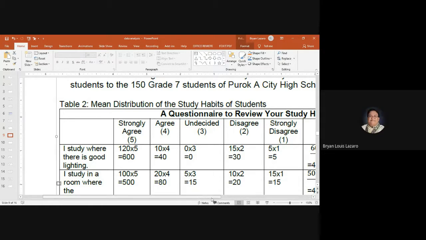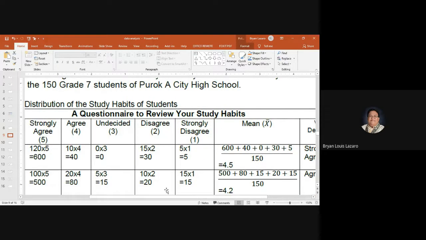Nakuha po. Okay. So same as others, no? So ganun yung gagawin nyo. So 120 times 5, 10 times 4, 0 times 3, 15 times 2, 5 times 1. Minumultiply yon. So yung mga yon ang i-add ninyo, yung product na yon. Kaya meron tayong 600 plus 40 plus 0 plus 30 plus 5 divided by the total number of your respondents. Kuha ko? Opo. Okay.